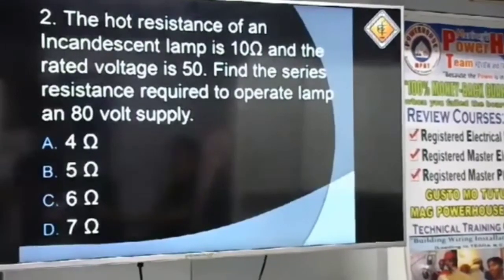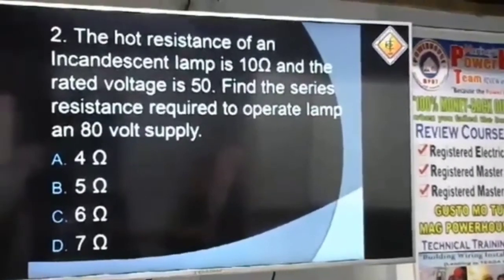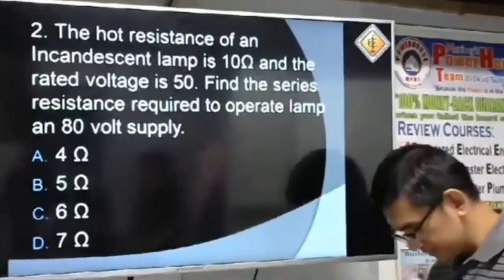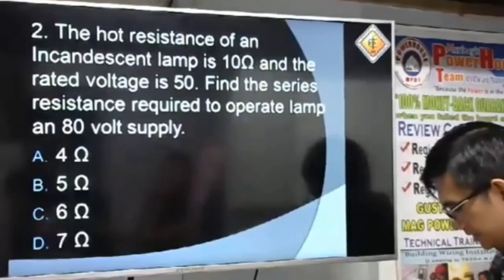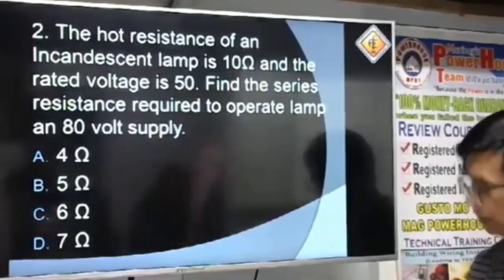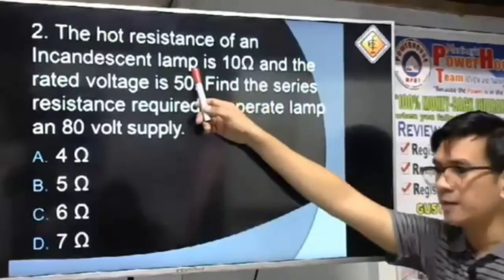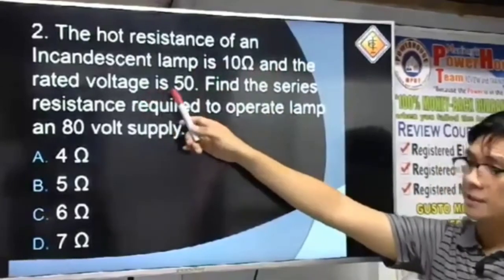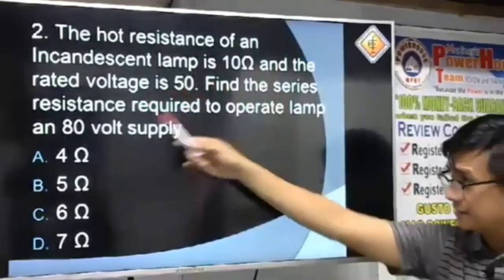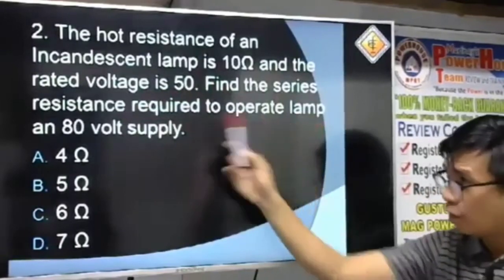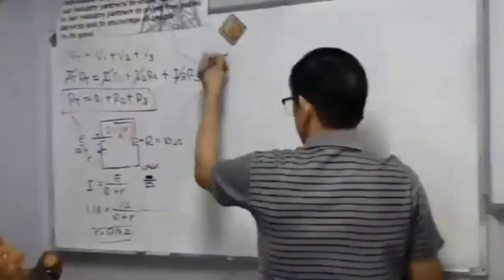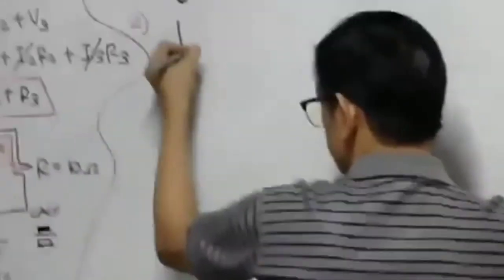Okay, number 2 problem. The hot resistance of an incandescent lamp is 10 ohms and the rated voltage is 50 volts. Find the series resistance required to operate the lamp on an 80 volt supply. It says in our problem that we have an 80 volt supply, so put here our 80 volt battery.